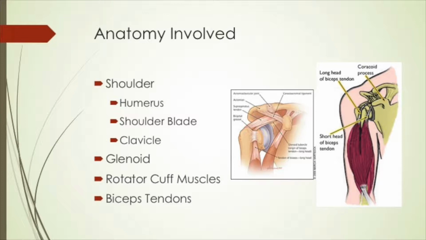This also has a soft cartilage in it called the labrum that helps the head of your humerus fit into the glenoid. The rotator cuff muscles are also involved, and they are the group of muscles and tendons that help to keep your arm centered in your shoulder socket. The biceps tendons are from your biceps muscle. There are two of them, one long head that attaches to the glenoid, which is your shoulder socket, and the other, the short head, that attaches to the coracoid process, which is a bump on the shoulder blade.